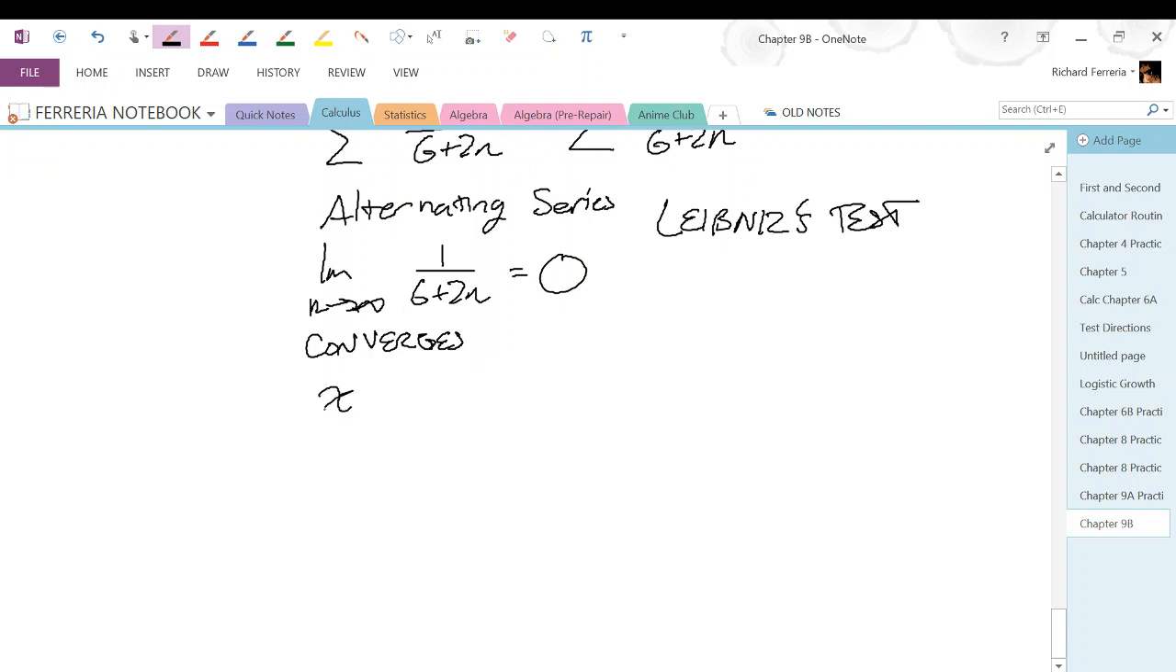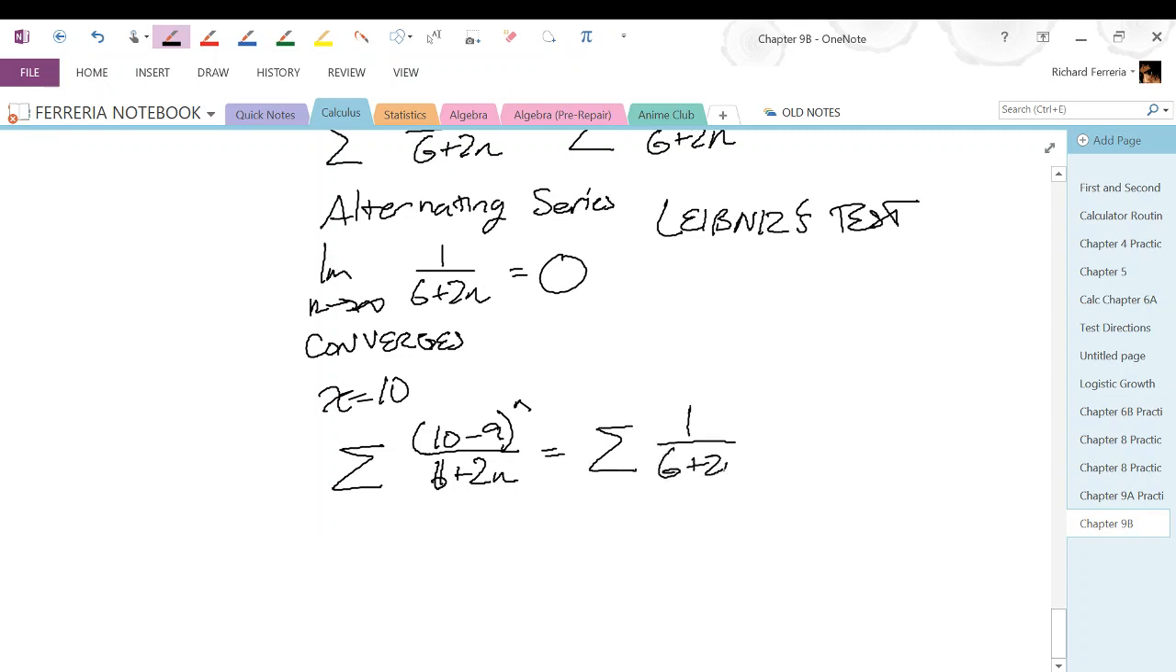Okay. Let's check at x equals 10. We get absolute value of 10 minus 9 to the n power over 6 plus 2n. Is that right? Okay. And that simplifies to 1 over 6 plus 2n.